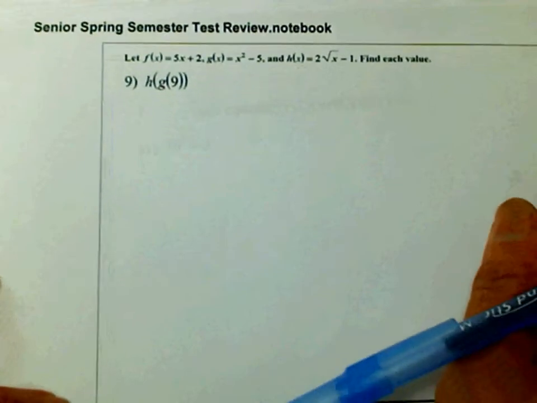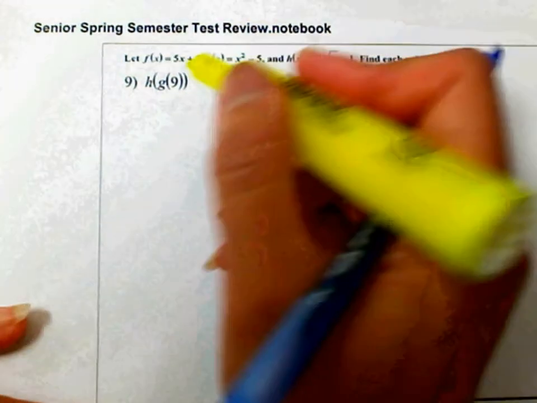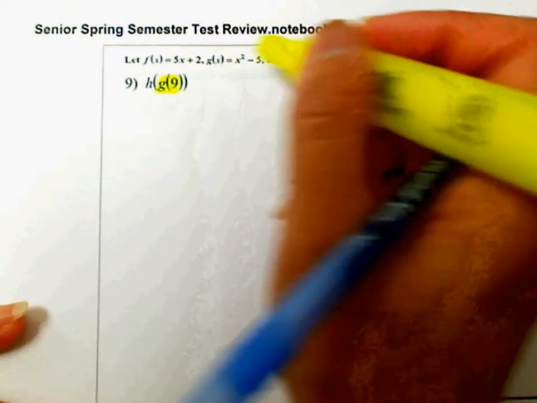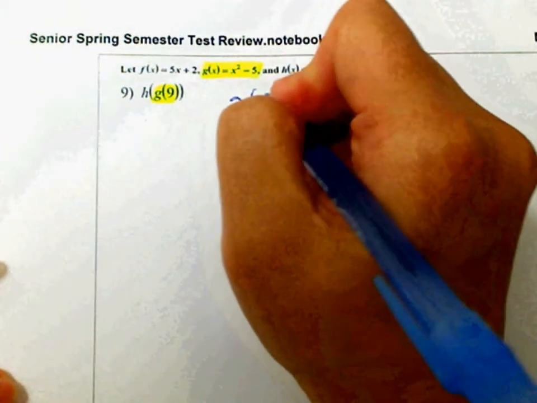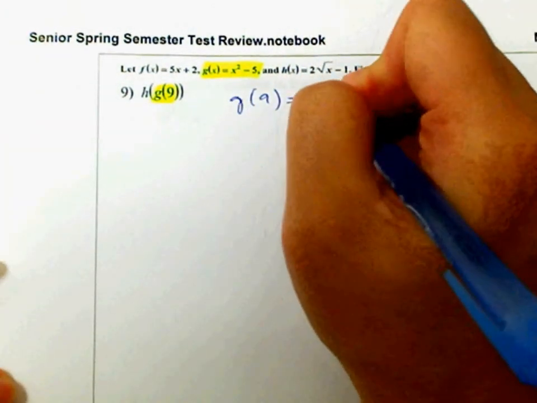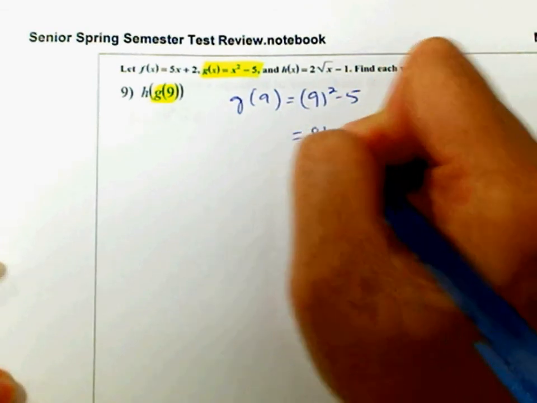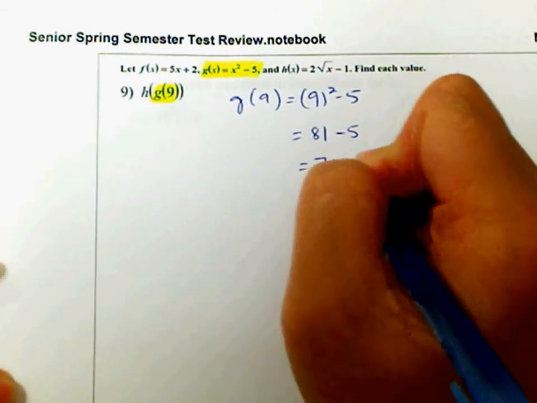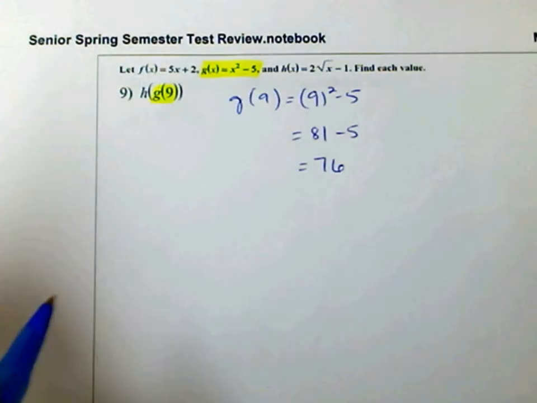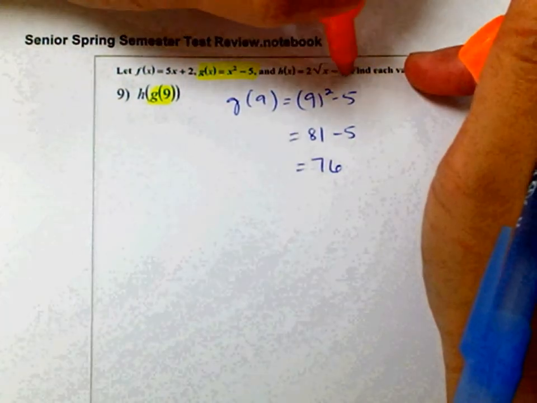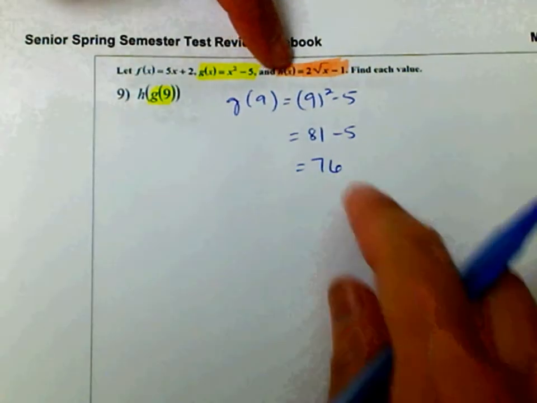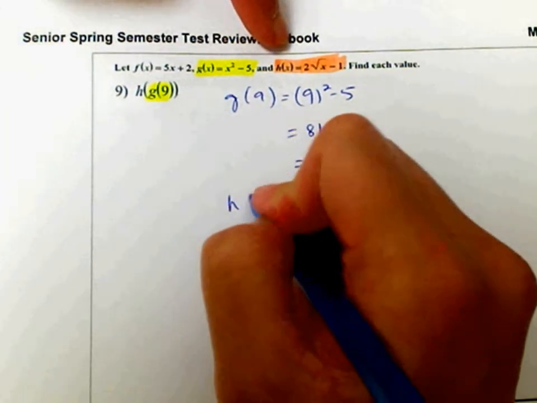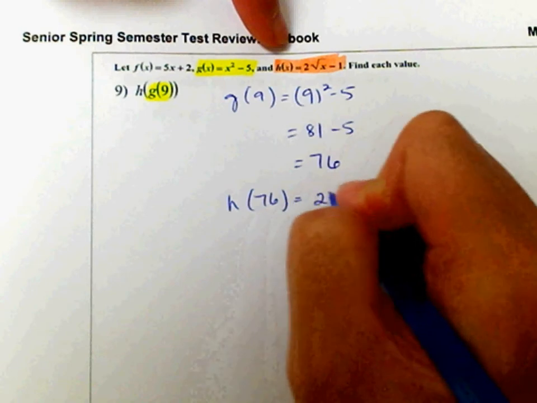Number 9, inside out. Work the g first. Take care of your g right here. Here's your g. Your x is now a 9. So g of 9 is equal to 9 squared minus 5, which is 81 minus 5, which comes out to be 76. Take care of your h, which is over here. Okay. So your x value is now 76. So h of 76 is equal to 2 square root of 76 minus 1.